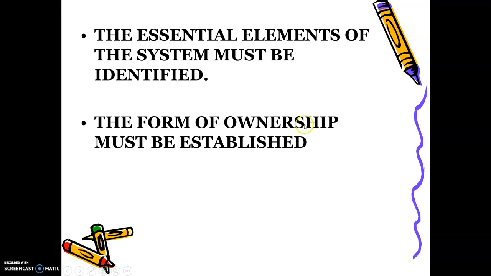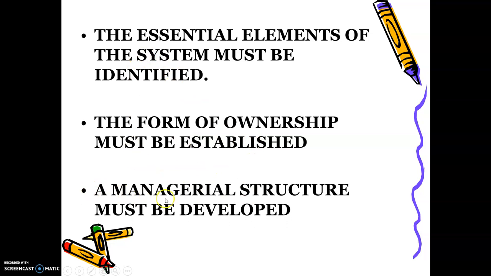The next is the form of ownership. You have to decide on what type of ownership you want to use. And last, what kind of managerial structure are you going to develop? But those are the three considerations that you have to take into account.